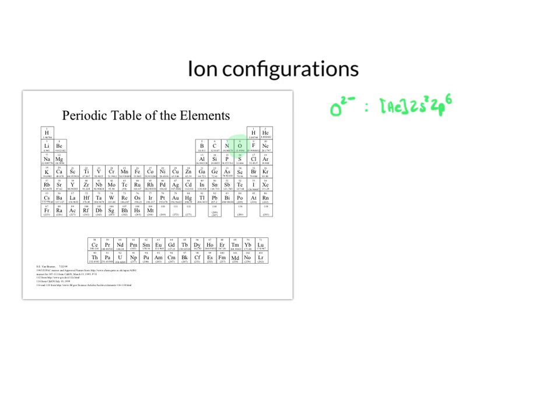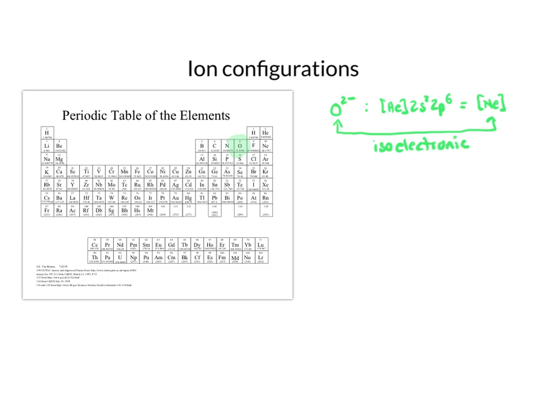Those 2 extra electrons, 1, 2, make it have the same electron configuration as neon. So I could simply represent it this way as the same electron configuration as neon. When ions and atoms have the same electron configuration, these are called isoelectronic.